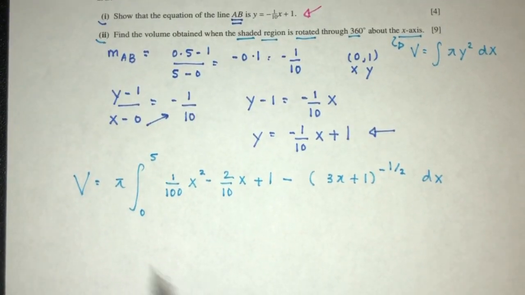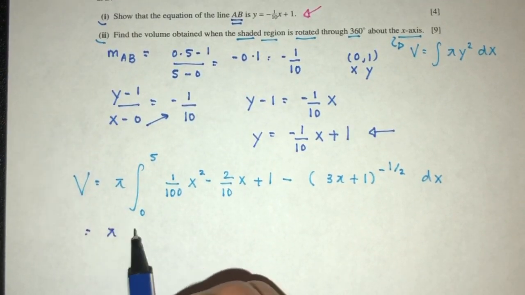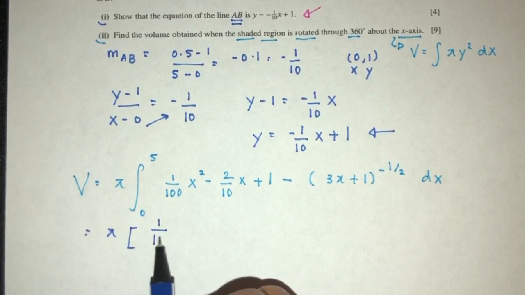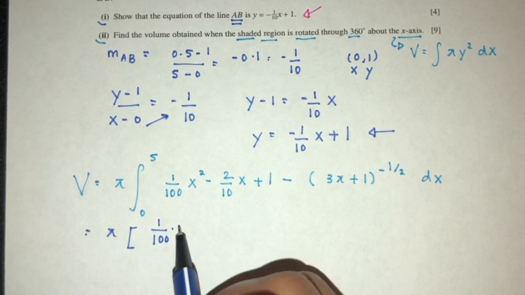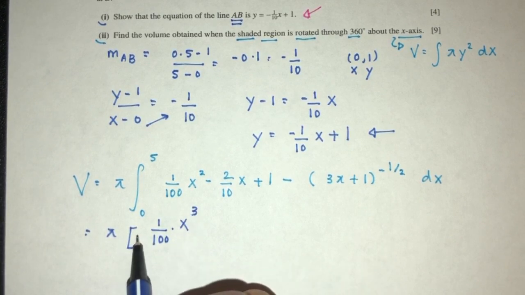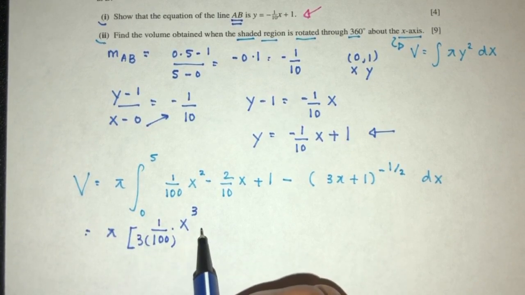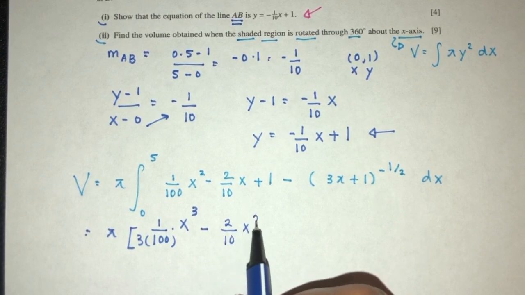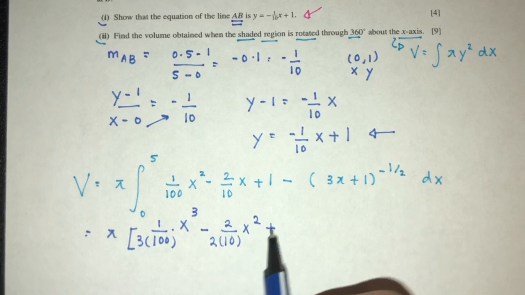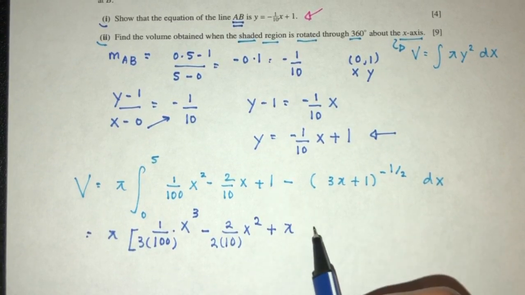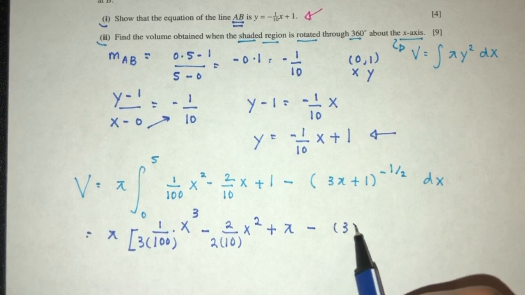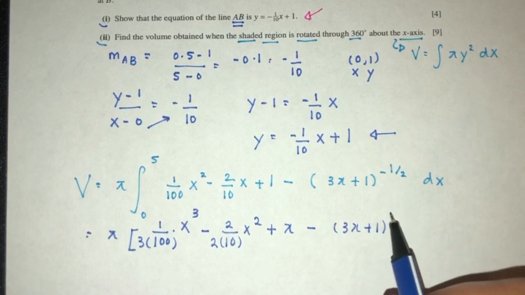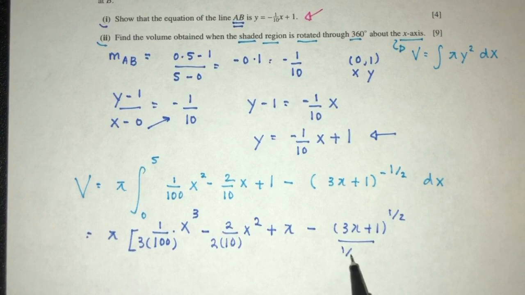So one step by step, let's try to solve this. Let's see what do we have. So it's pi is pi, and that will be 1 over 100, x power 3 divided by 3. That should be 300 here. And here we have 2 over 10, that should be x power 2, then divided by 2, plus x. And here we have minus, obviously. Here we have to first increase the power by 1. That should be half, divided by the power, then divided by d by dx of this, which should be 3. And limits should be 5 and 0.